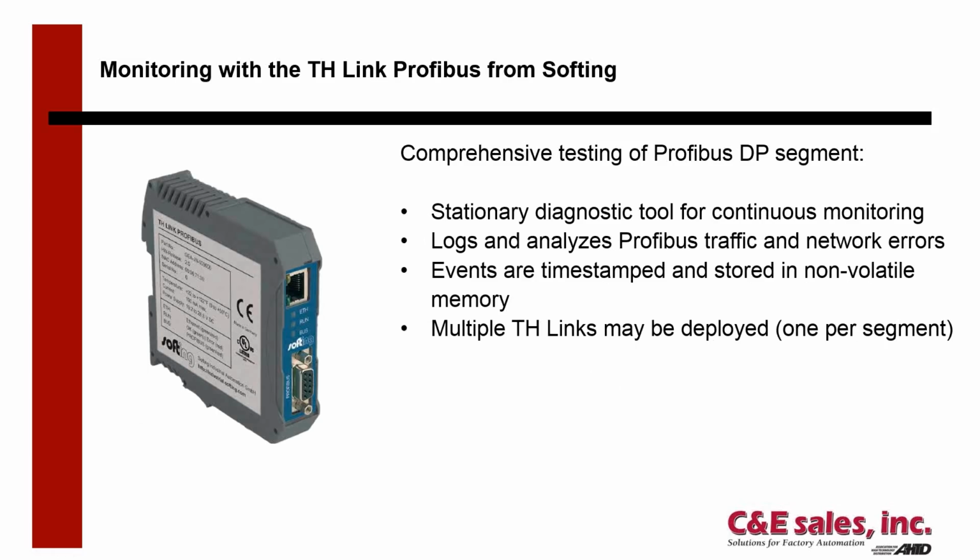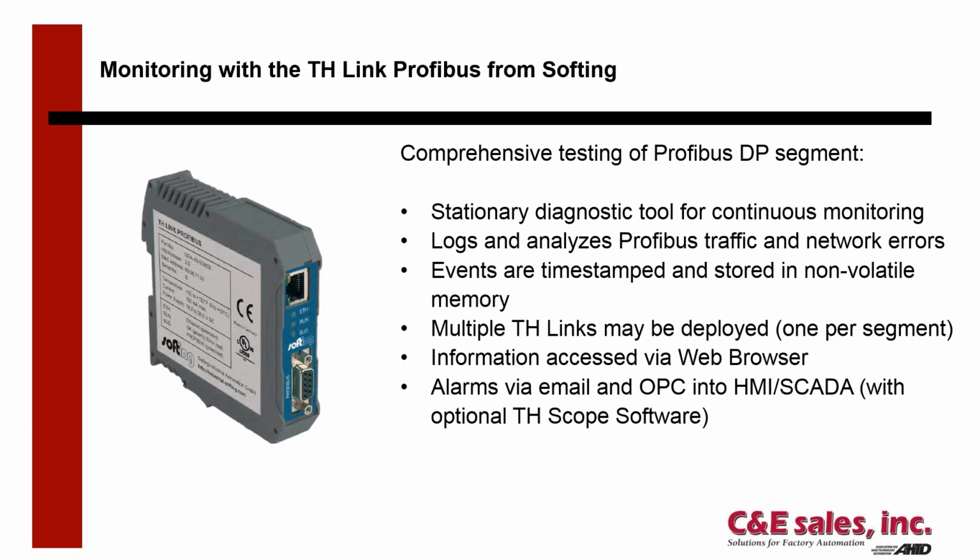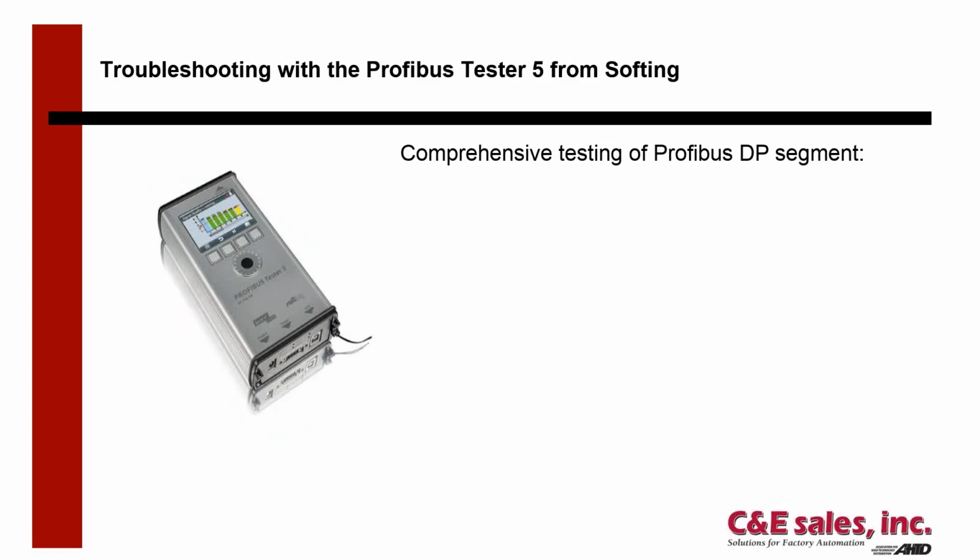You can deploy multiple TH Links. Basically, you need one for every segment if you have multiple segments. Information can be accessed via a web browser, and the alarms can be emailed and sent via OPC into HMIs and SCADAs with an optional software package. So these two devices, the TH Link Profibus and the diagnostic repeater from Siemens, are designed to be permanently installed in your network, and it's constantly living out there.